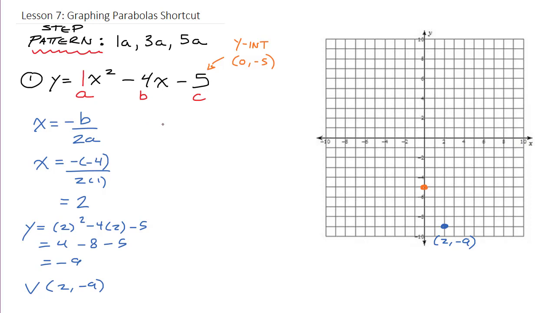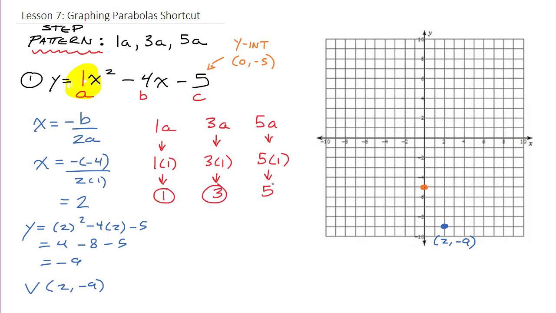Here's how the step pattern works. The step pattern is 1 times A, 3 times A, 5 times A. So I'm going to write that down here. 1 times A, 3 times A, and 5 times A. Okay, so in this case, A is 1, right? So this is not going to be a very exciting example, but it's the basic starter one. So 1 times A, well, 1 times 1 is 1. 3 times A, 3 times 1 is 3, and 5 times A, 5 times 1 is 5. Okay, so these are the numbers we're going to use for our pattern, 1, 3, and 5.